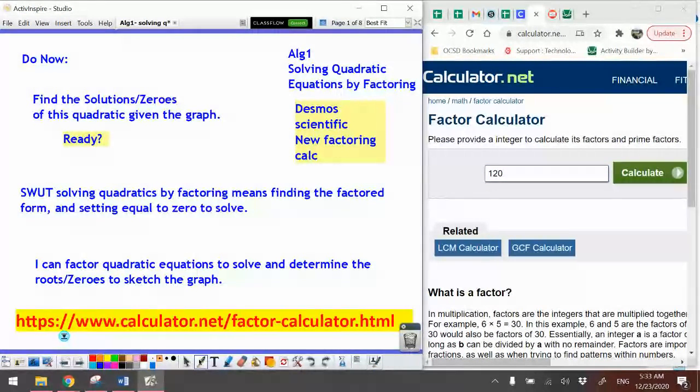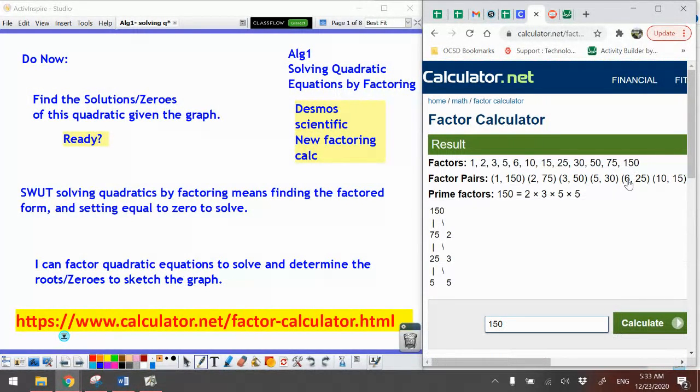When we work with this factor calculator, when I put a number in, let's say I put in 150, and I hit calculate, you can see that I have the factor pairs here. I have 75 and 2, 25 and 3, 5 and 5, and it also gives me the sets up here, 1 and 150, 2 and 75. So it gives them to me in a couple of different views.